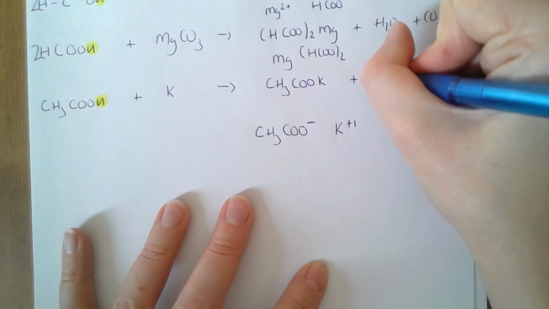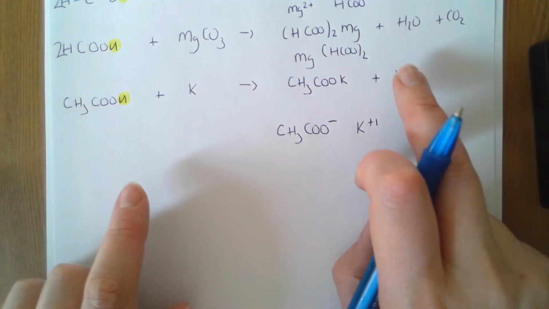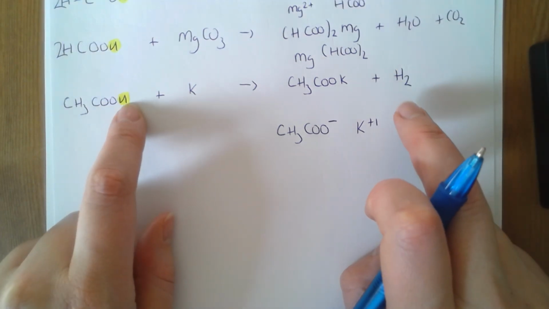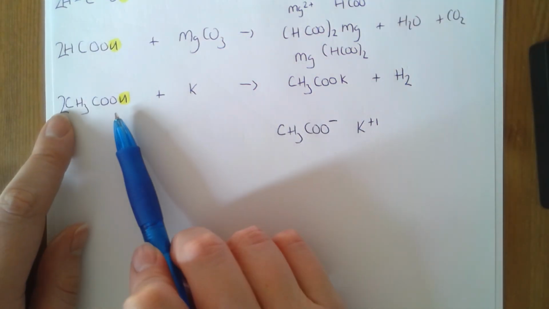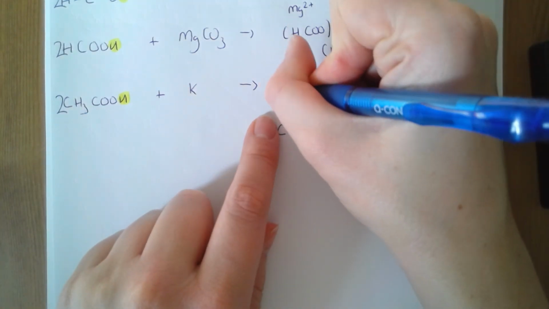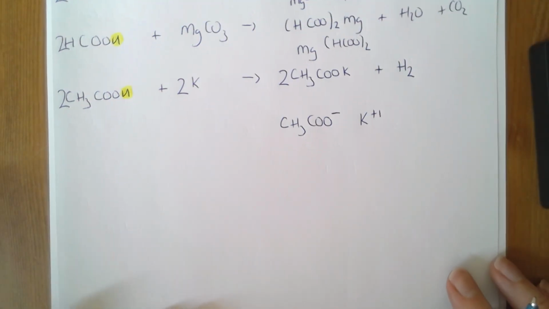My extra product here is going to be H2. To balance this is slightly more awkward. There's 2 hydrogens here, but I only gave up 1 here, so I'm going to need 2 of these, and then that means I've got 2 of those there. I'm going to need 2 of these here, and then 2 Ks, I need 2 Ks. I'm kind of putting a 2 everywhere apart from H2.